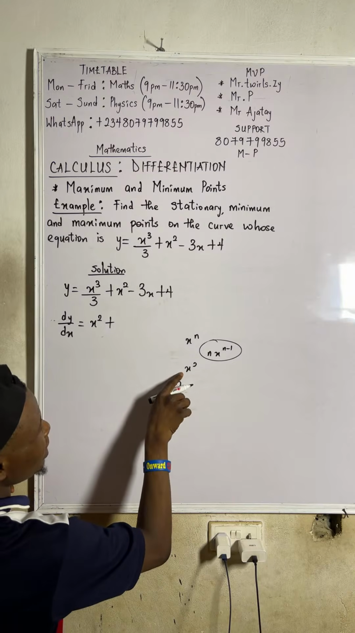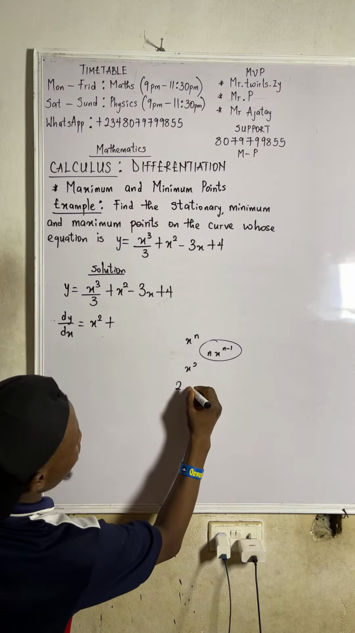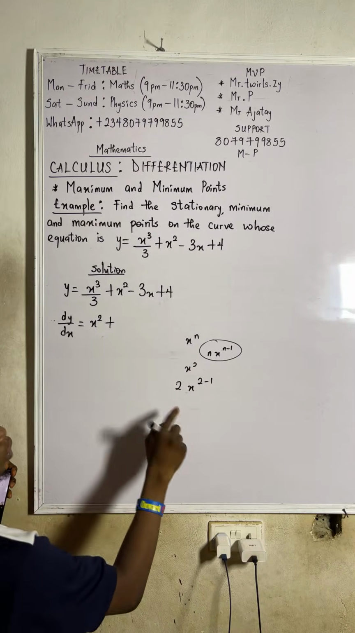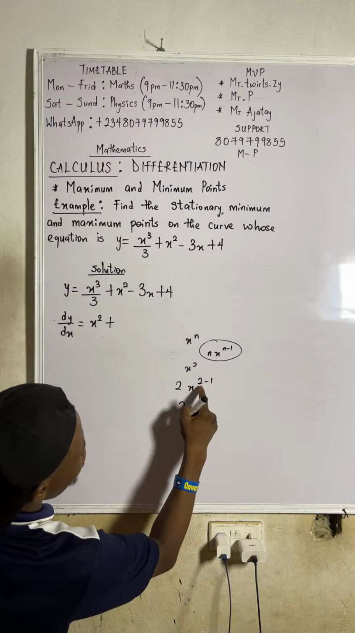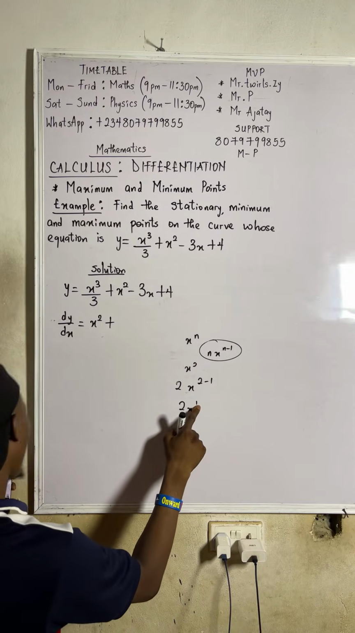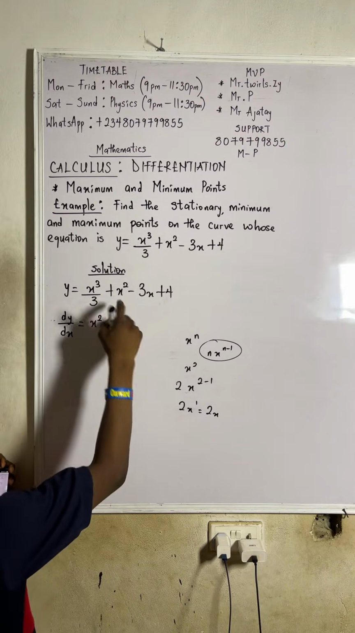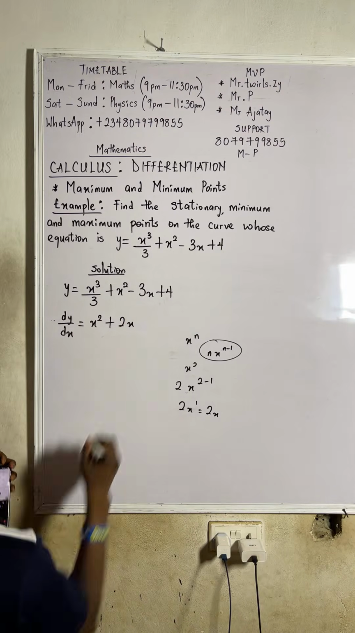The 2 will come down. That will be 2x to the power of, you subtract 1 from the 2. So what will it give us? 2 minus 1 gives us 1. x to the power of 1 is still x. So you see that the differentiation of x squared gives us 2x.